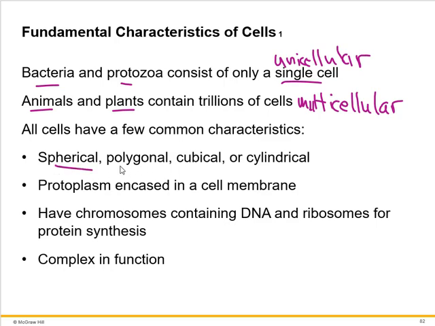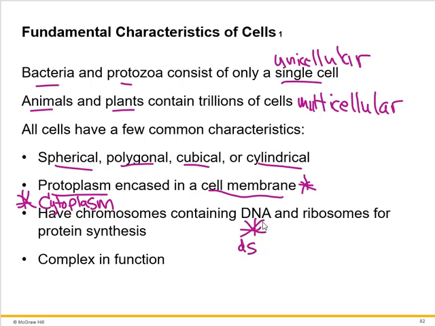They are spherical, sometimes polygonal, cuboidal, cylindrical. They have a protoplasm encased in cell membrane, which we call the cytoplasm. So that is one structure that's found in all cells. They have a cell membrane that's found in all cells. They have DNA, and it's double-stranded DNA, and they have ribosomes.